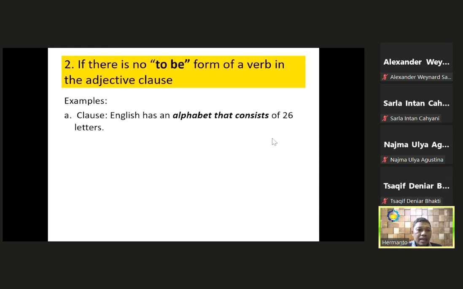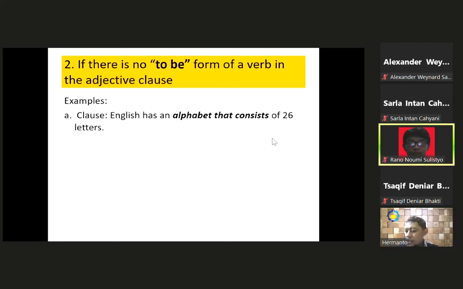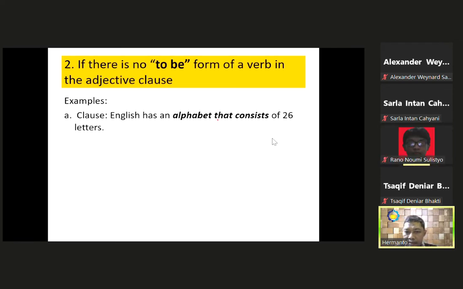Example, English has an alphabet that consists of 26 letters. Which is the adjective clause, everybody? That consists. It's better you continue until the end: that consists of 26 letters. Okay, thank you. This is the adjective clause.